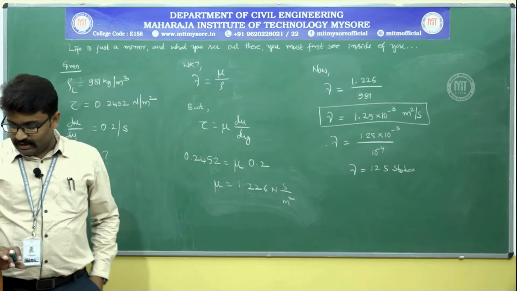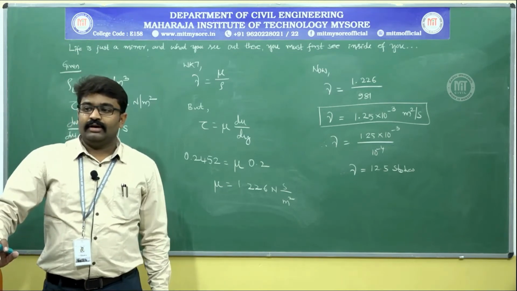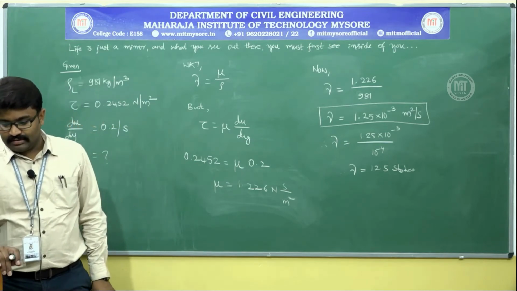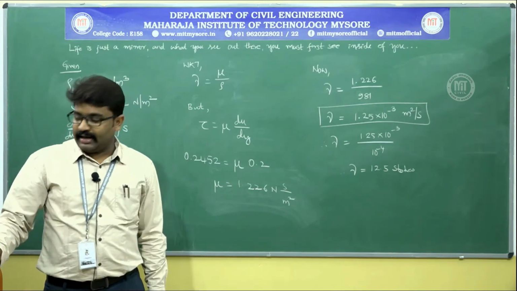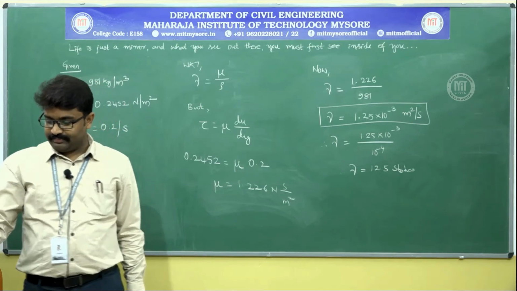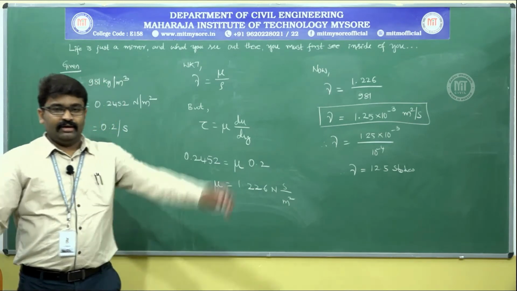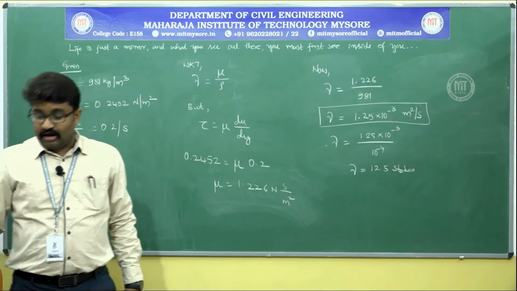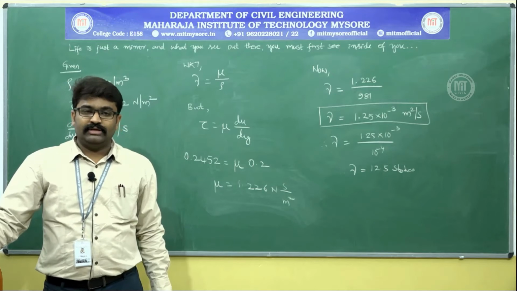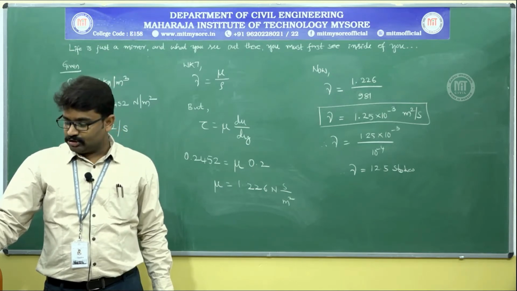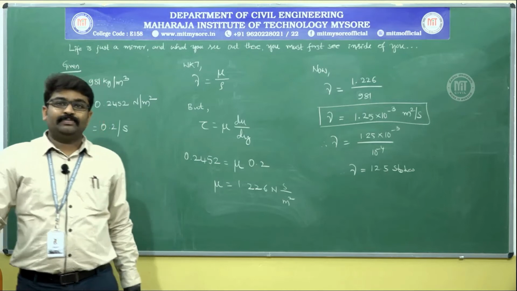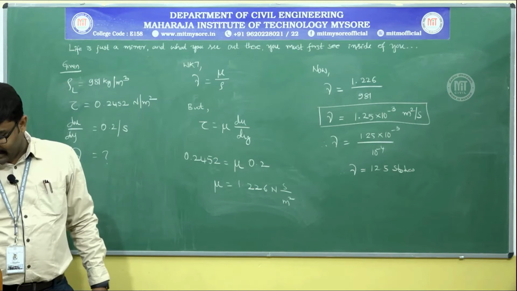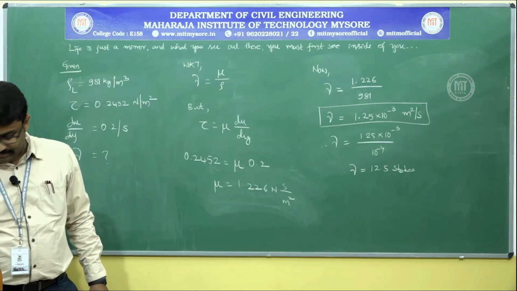Determine the viscosity of a liquid having kinematic viscosity of 6 Stokes and specific gravity 1.9.